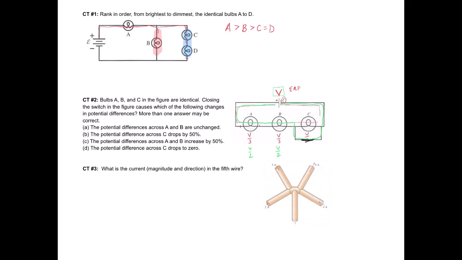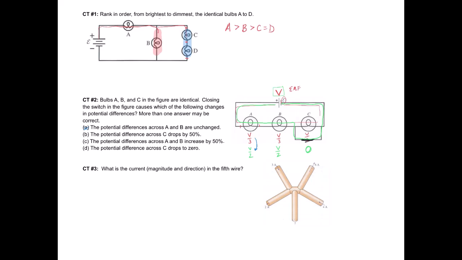So now, and across C, of course, will be 0. So now we're ready to go and see if we can figure out what the correct answer is. So letter A, the potential differences across A and B are unchanged. Nope, that doesn't really make sense, right? We know that A changed. It has a different potential there. So definitely not letter A.